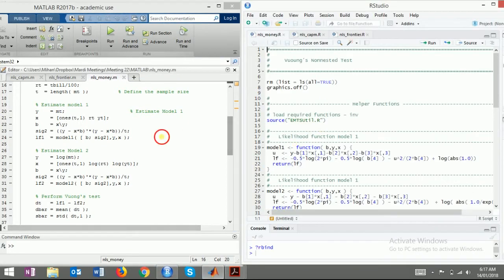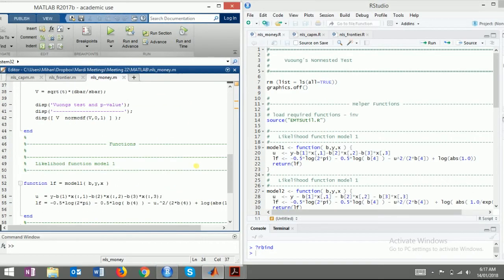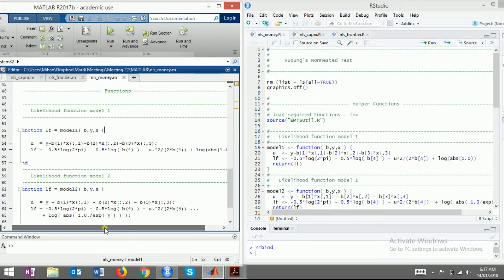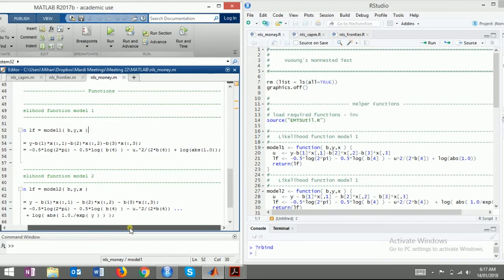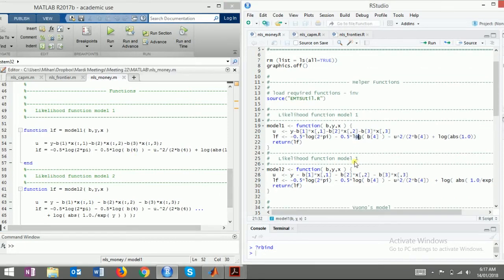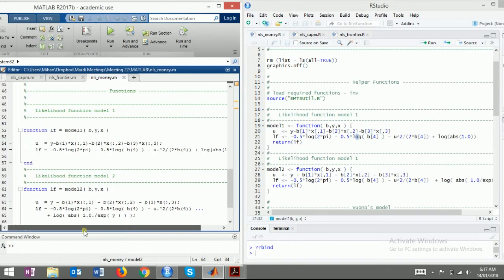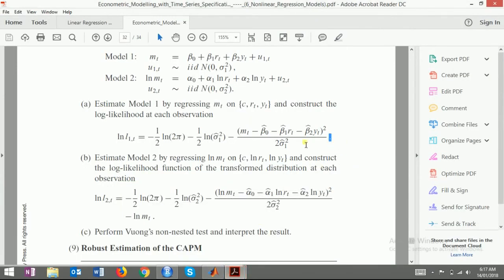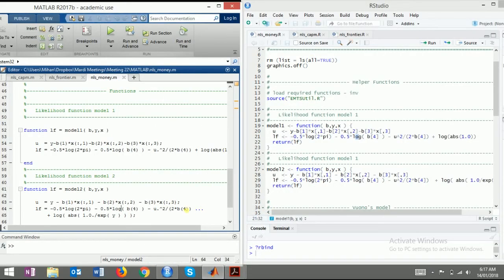Actually, I don't think this is difficult. So there are two likelihood functions that we need to mention. First is model 1, simply the log likelihood function from the given equations. Put them in here. There is basically no trick at all because these are already given to you. You just need to put the log likelihood functions inside here. That's all.